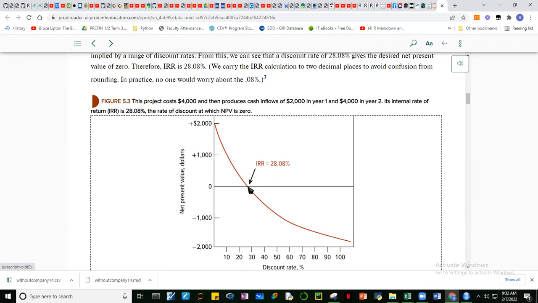So we are indifferent, guys, if the IRR is 28.08. We are indifferent whether to accept the project or not. If the cost of capital is 28.08 and it's equal to the IRR, then whether we push through with the project or not, we will be indifferent because anyway the net present value is equal to 0. So when is a project feasible? A project is feasible if and only if the cost of capital is less than the IRR. Or in other words, IRR should be greater than the weighted average cost of capital.